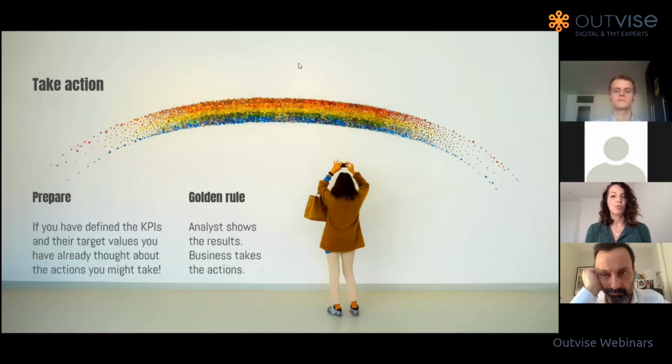So preparation is the key, and if you have defined your measurement model and you know why you're doing all this data gathering and difficult analysis, then you know what actions to take, basically, because you already thought about it. And the golden rule here also is that analysts or any data people are showing the results. So we are presenting what we have gathered, what the results of those models are, what the dashboards from digital analytics are. We are showing those KPIs and the data, and the business is taking the action.